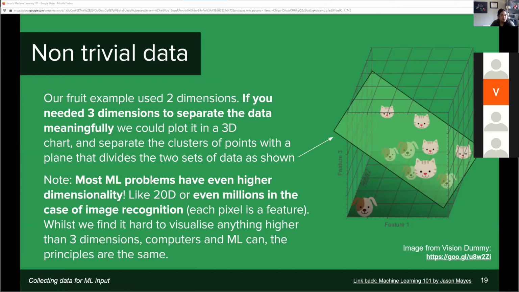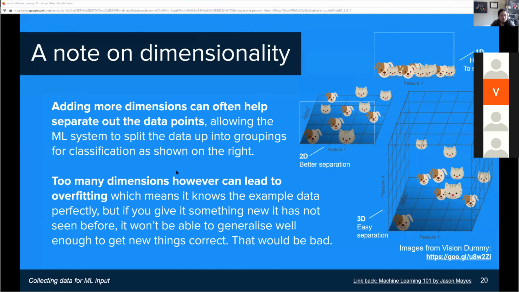So essentially what you need to do sometimes is reduce the dimensions of data. You use a different classifier then. You don't know about KNN yet, but you might use something like linear discriminant analysis, where part of it is to fold 2 dimensions into 1 dimension while still keeping the data, okay? Adding more dimensions can help separate out the data points, allowing the machine learning system to split the data up into groupings for classification.